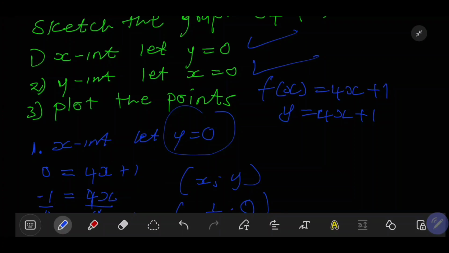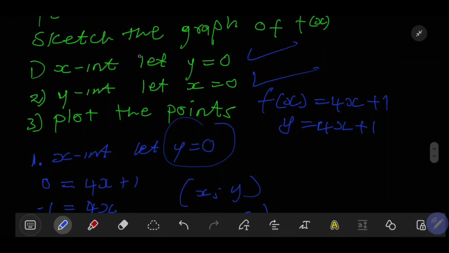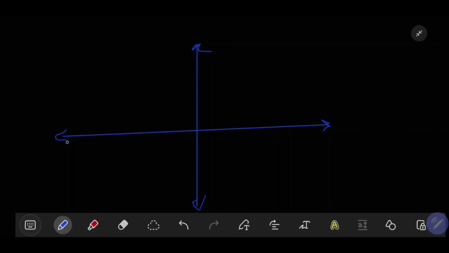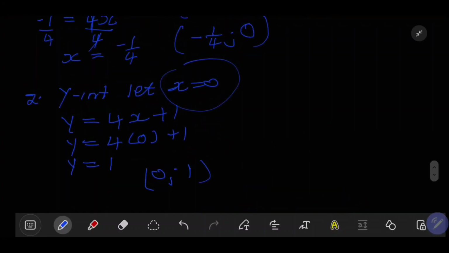We just need to plot the points. When they say you must sketch, they don't mean you must draw according to scale. You just sketch and then name your points on the Cartesian plane. So this is our Cartesian plane. This is the x-axis, and this is the y-axis.